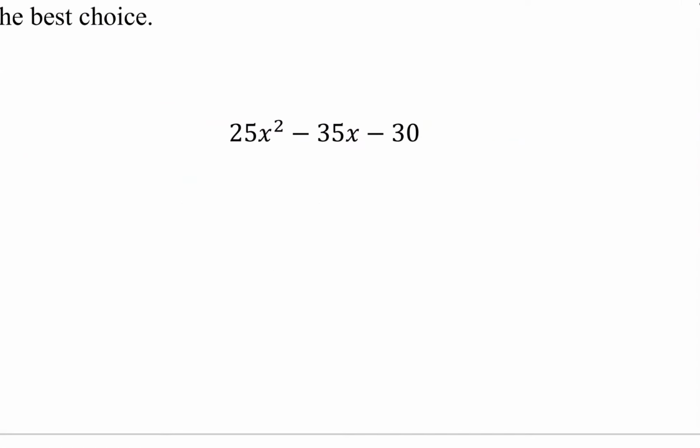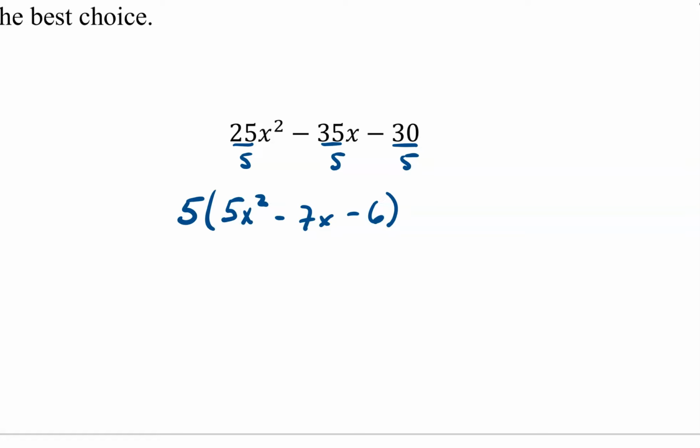Let's try another one. Now in this case there is a GCF. Each of these three terms can be divided by 5. So I'm going to start with that first and see what happens next. With 5 factored out of the way, I'm still left with a 5x squared, a minus 7x, and a minus 6. There are no other numerical GCFs in this group, so I have to work with it as it is.